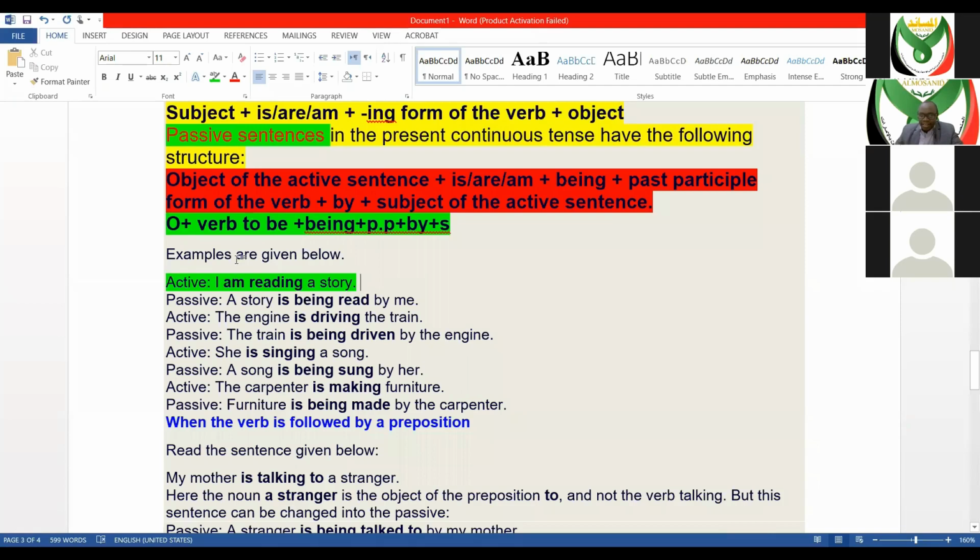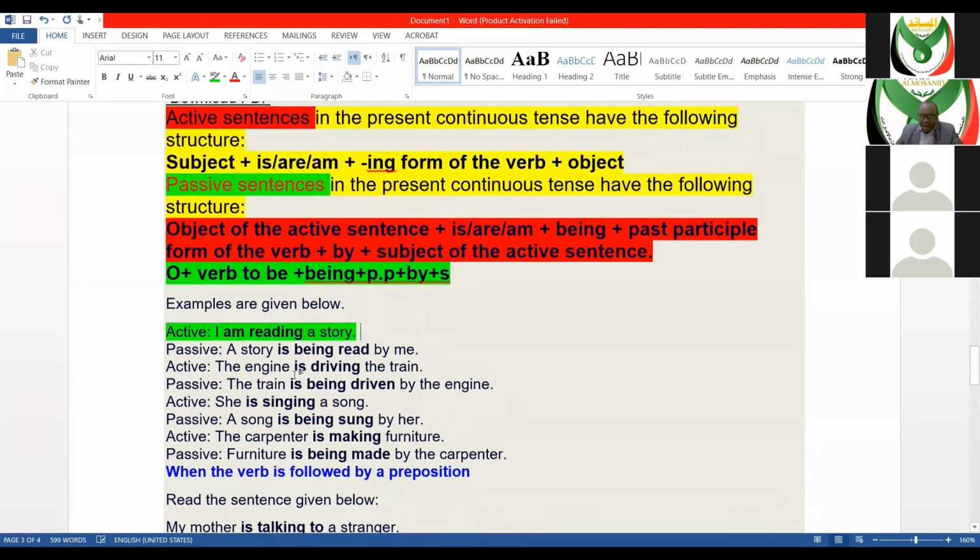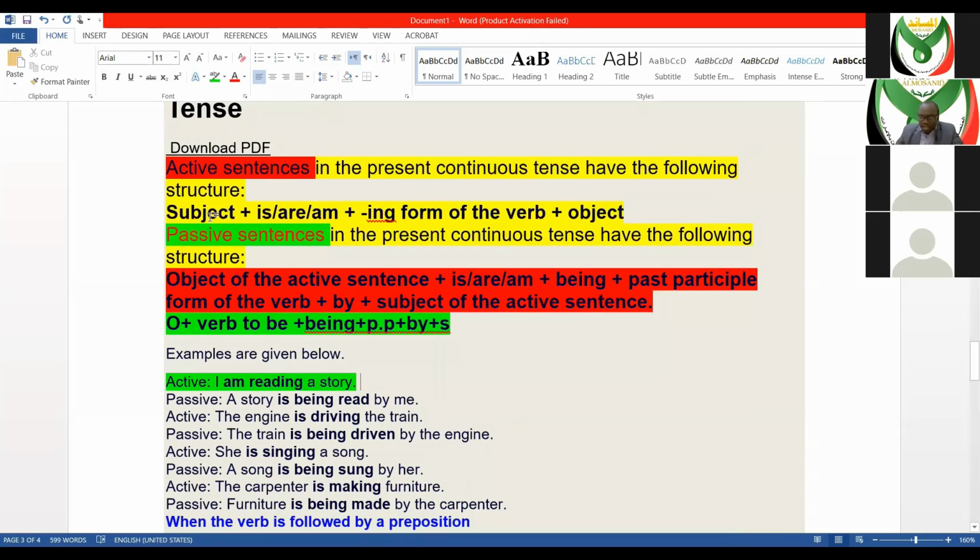I هذا شنو الactive sentence. I am reading a story. هذا active sentence. I is subject. Am is the verb to be. Reading is verb ing. Object we have story.